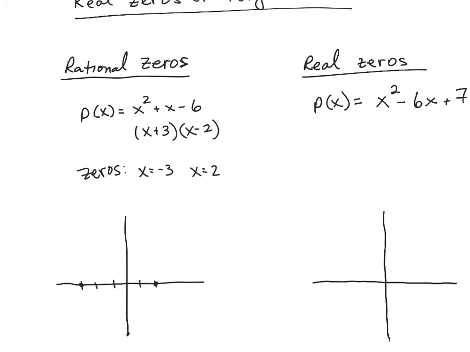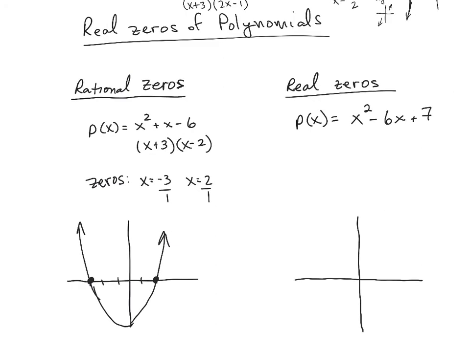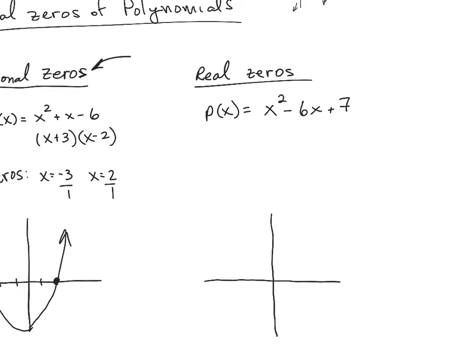And the parabola would look something like that. They're still technically real numbers because they're in the real number system and they exist on the x-axis, but they're rational numbers because they can be written as fractions, 3 over 1, 2 over 1. Real zeros that aren't part of the rational number system are going to be considered irrational. So x squared minus 6x plus 7 can't factor. We can't find the zeros by factoring techniques.